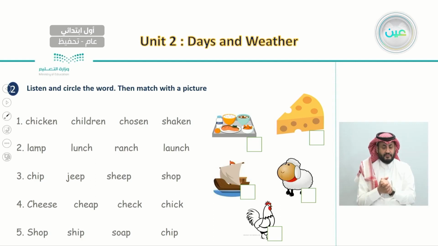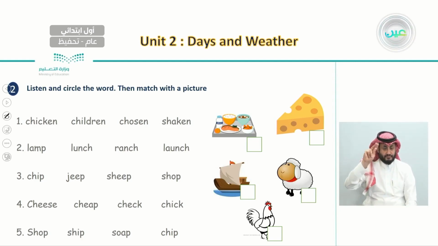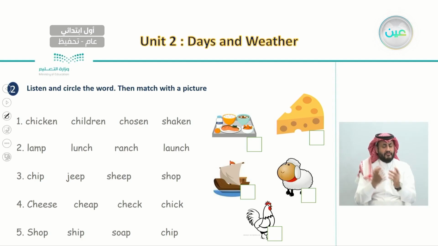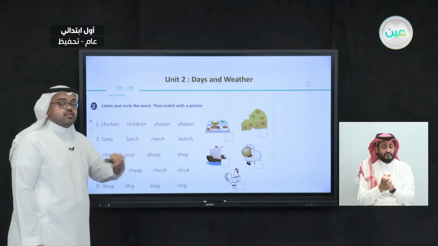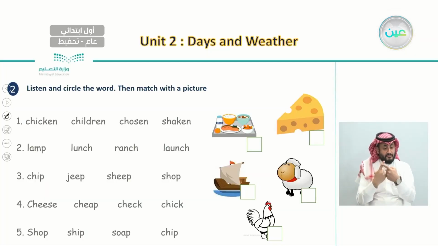So with number one, let's listen to the word and then we're going to circle it. The word with number one is chicken. Chicken. Say after me, chicken. So where can we see the word chicken here in number one? Chicken. It is the first one. So here we go. We go with the first one and we make a circle.